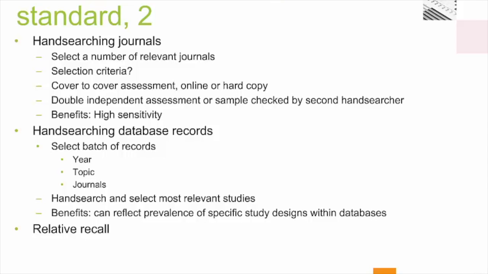and then we can also do relative recall. So let's talk about, EAHIL has said, is an author's accumulated personal library of relevant papers adequate? I guess it's a quasi gold standard.